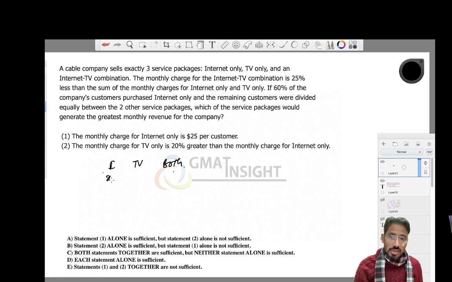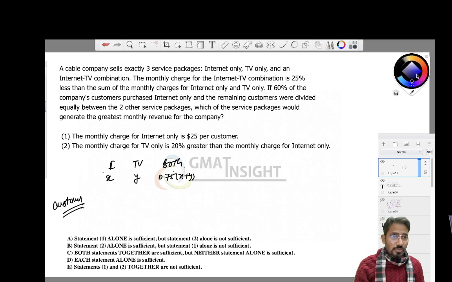So if this is X and this is Y, then here it should be 25% less than the sum of them. That means 0.75 times X plus Y. I don't have to read this information again. If 60% of the company's customers, now we have the information about the customers. So 60% of the customers purchase internet only.